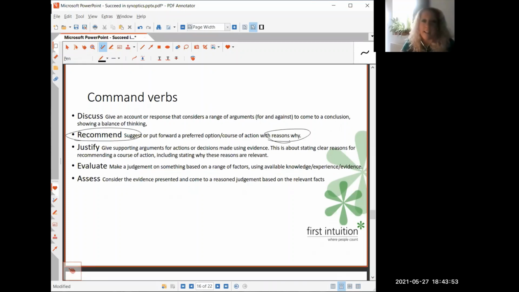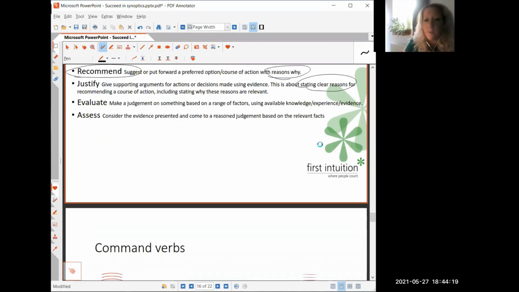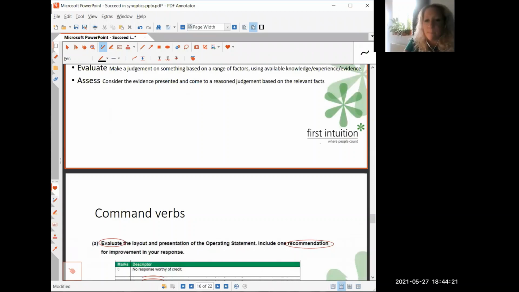Justify, again, is to give the arguments for. Justification is very positive, it's supporting, it's arguments for, it's giving the reasons for a particular course of action. So maybe it's already been said that this is the action that should be taken. Can you justify it? You need to give the reasons for why that should be the course of action. So command verbs, very important.